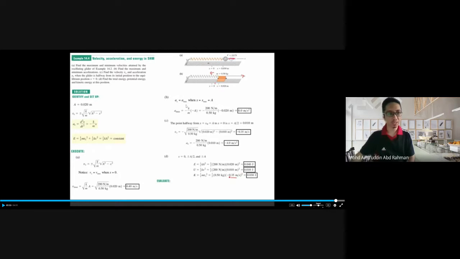And then we have B. So B is A, right? K is still 200 newtons per meter, and we have m as 0.5 and the amplitude A from here is 0.02. So it is easier once we obtain all of that.